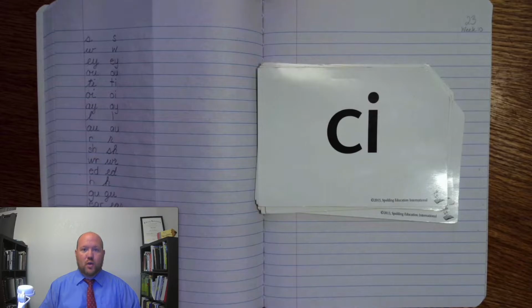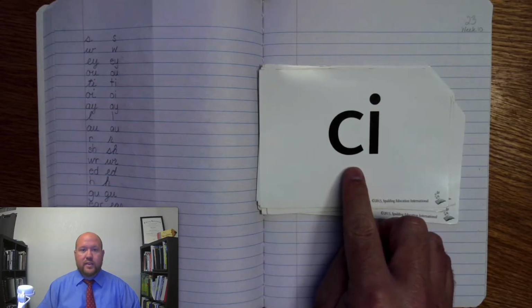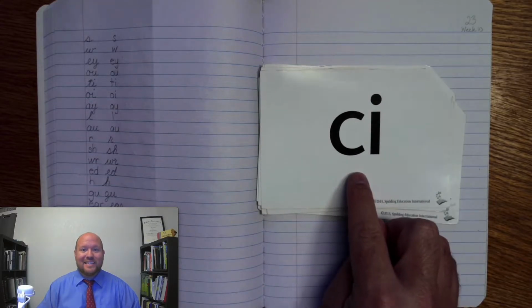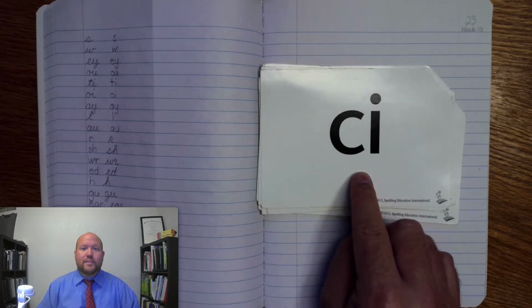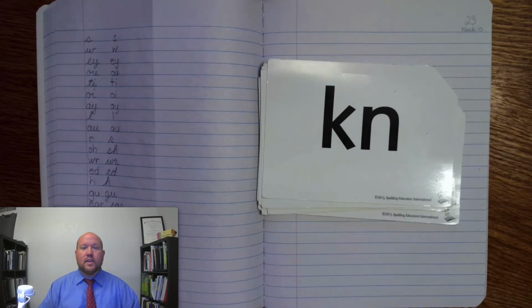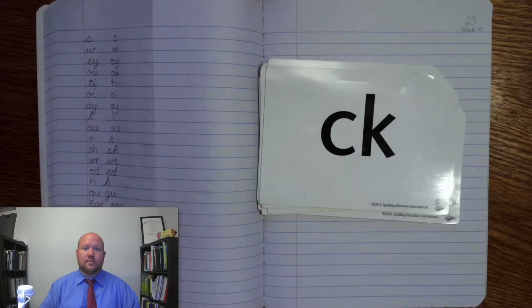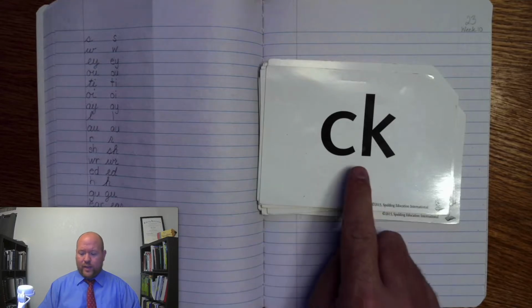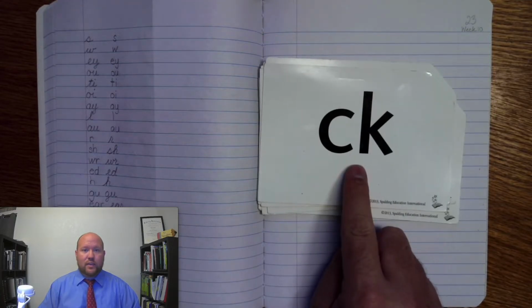Sh, short. When can I use this? When it replaces a C in the base word, or it's its own syllable saying sh. N, two letters, beginning. Two letters. When can I use this? After a single vowel that says its first sound.